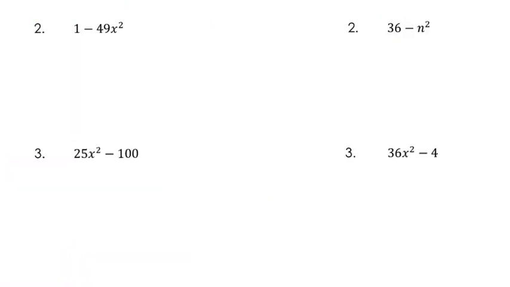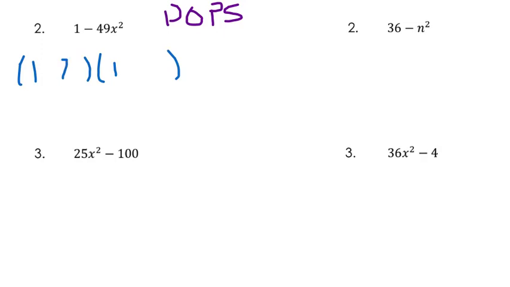So for 2 and 3, we're going to be using that method of our difference of perfect squares, or DOPS, difference of perfect squares. So for the 1 minus 49x squared, let's look at 1. The square root of 1, when I plug that into my calculator, is just going to give me 1. So I know that my factors are leading off with a 1. Both of them have 1. For my next term, the square root of 49x squared, I know that the square root of 49 is going to be 7. And the square root of my x squared is going to be x. So my term is going to be 7x.